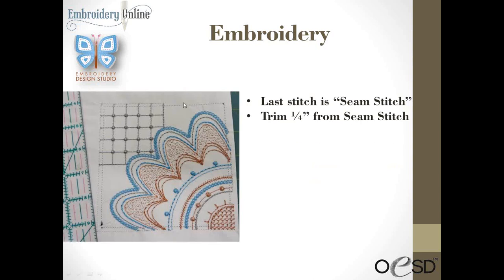The last stitch that's in the embroidery process is called the seam stitch. You can see it here on the screen. We're going to trim each of our blocks now 1/4 of an inch from this seam line, so we'll have a 1/4 inch seam to work with.